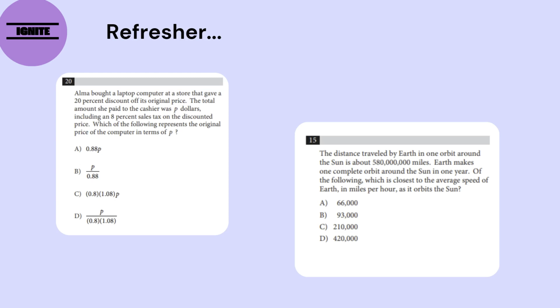It could be a variable like in 20, it could be an actual data point like in 15, but there are keywords that tell us that these are unit conversion questions. For example, 20 tells us to represent the original price of the computer in terms of P, a unit conversion. And in 15, it's asking us to change miles to miles per hour, another unit conversion. Let's try answering one of these unit conversion questions.